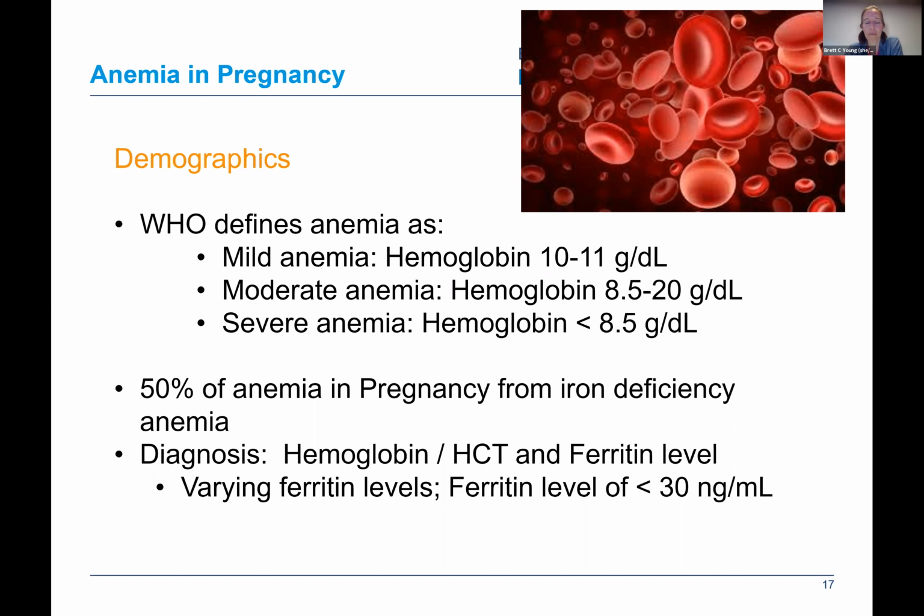when we diagnose iron deficiency anemia actually comes from both a hematocrit and a ferritin level. You're going to see varying recommendations regarding ferritin levels. One of the most conservative ferritin levels is a ferritin level of less than 30. It probably depends on the lab that you're using. And in some other studies, the American College of OBGYN uses a ferritin level to define iron deficiency anemia of less than 18 nanograms per milliliter.